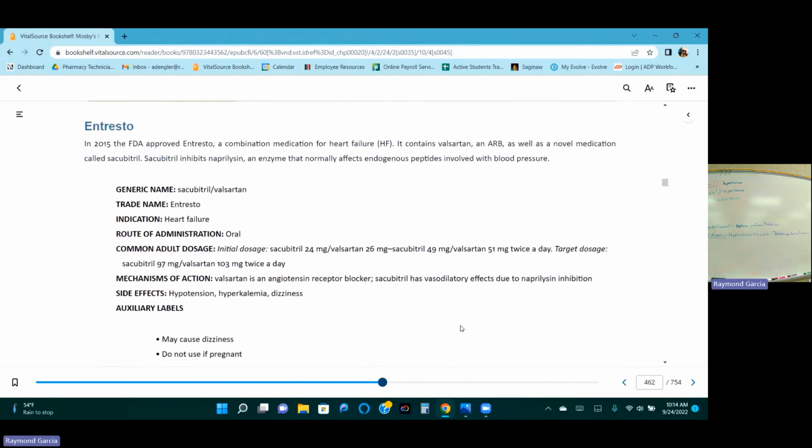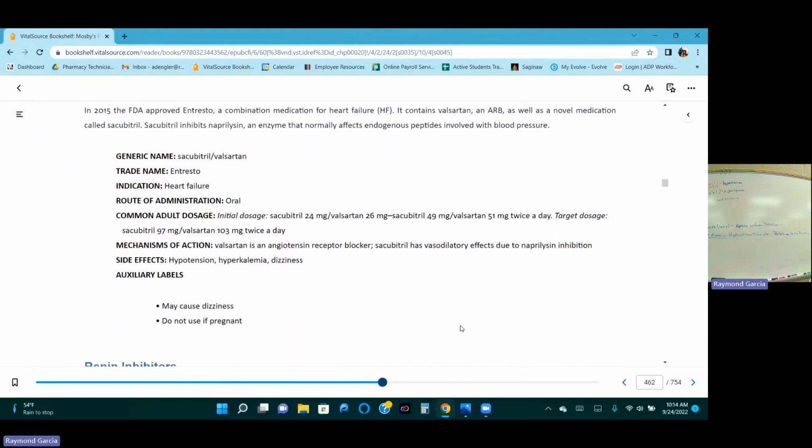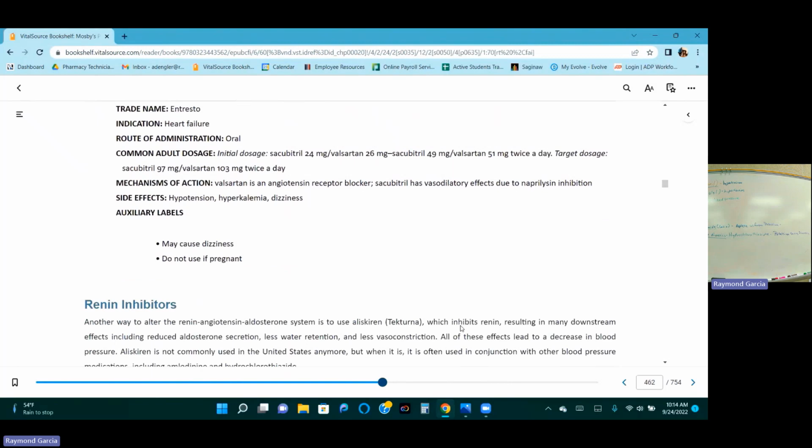In 2015, the FDA approved Entresto, a combination medication for heart failure. It contains valsartan, an ARB, as well as a novel medication called sacubitril that inhibits neprilysin, an enzyme that normally affects endogenous peptides involved with blood pressure.